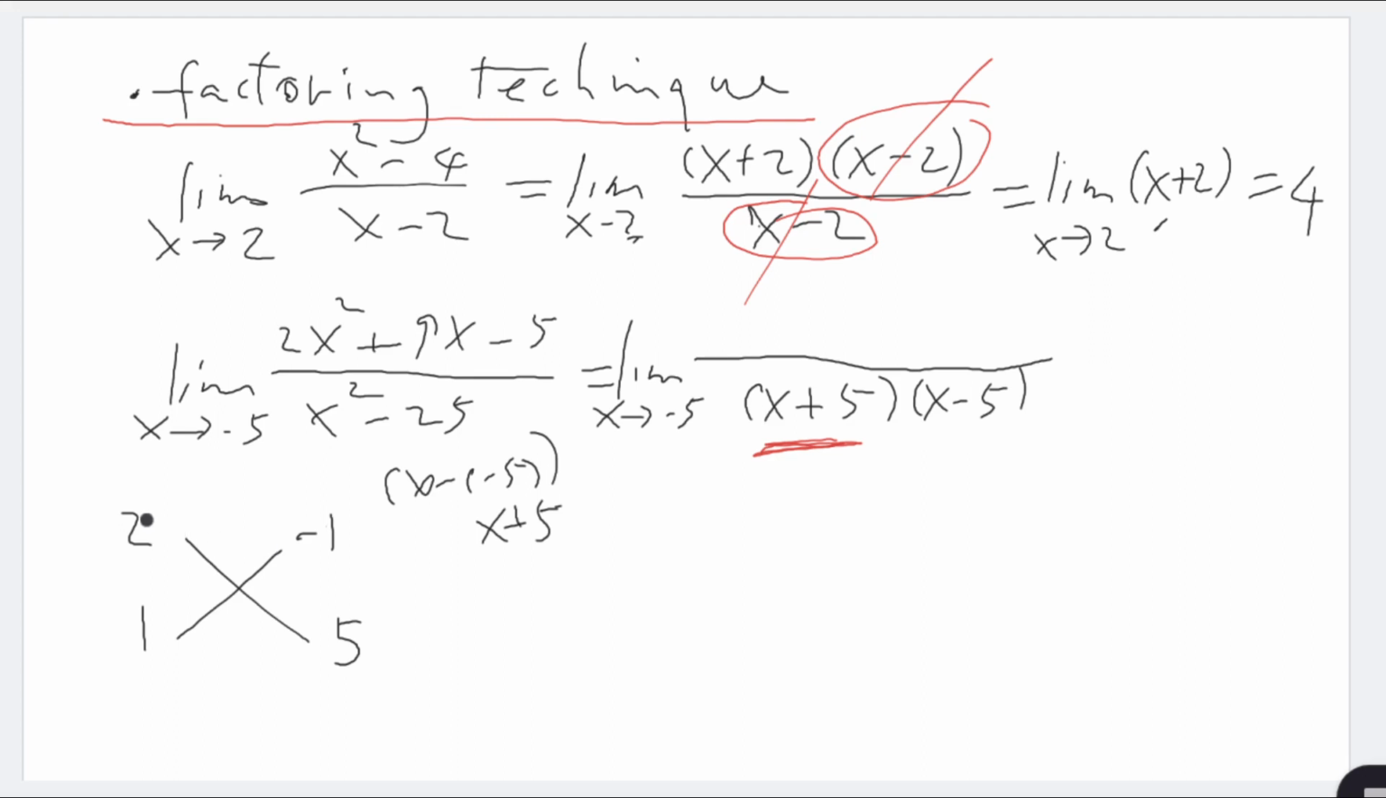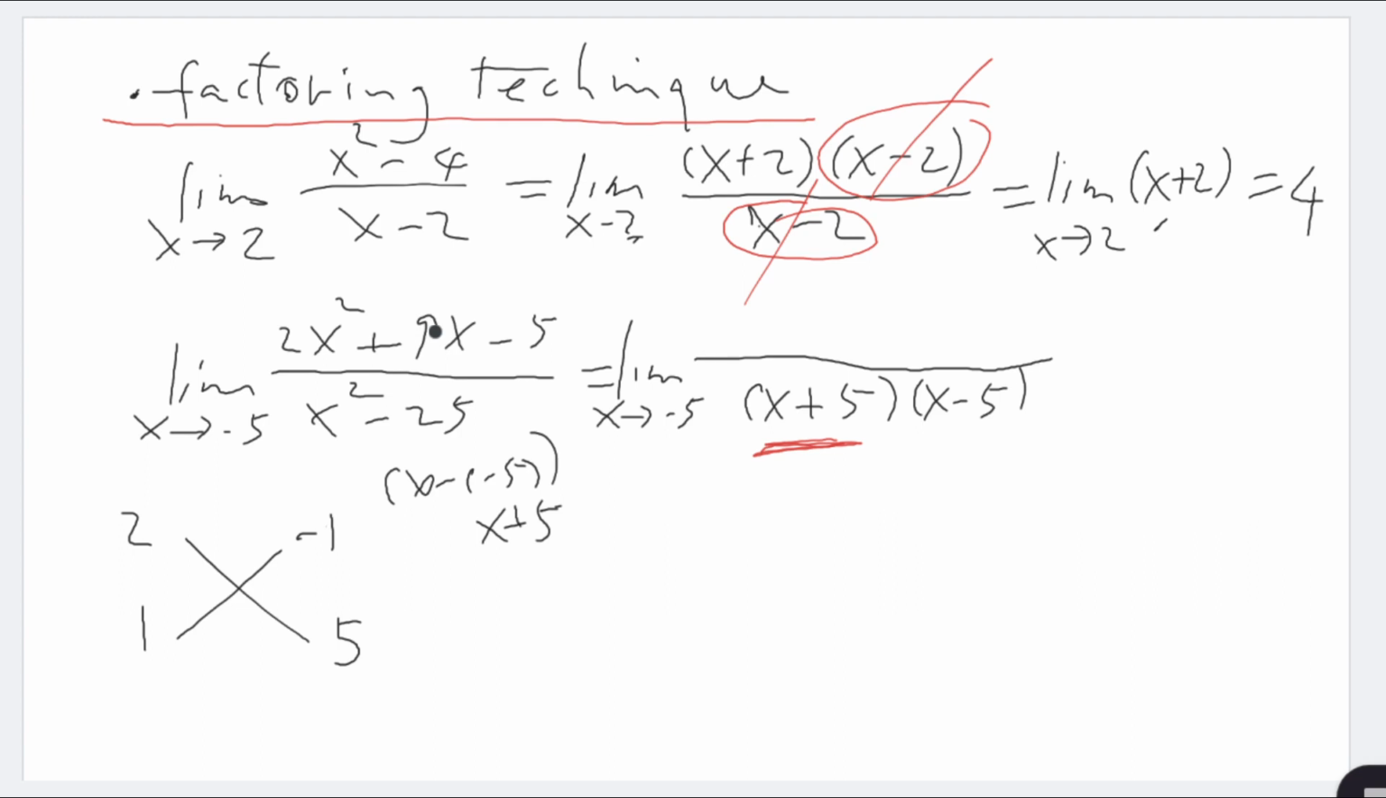Plus, do cross product. 2 times 5 is 10. 1 times negative 1 is negative 1. So 10 plus negative 1 is precisely 9. Everything matches. So we just hit the right combination, the right layout. What it means is we have factoring.